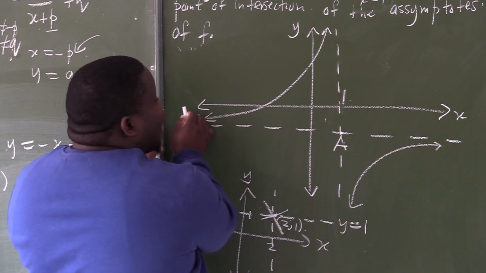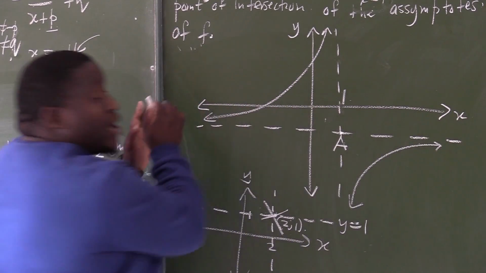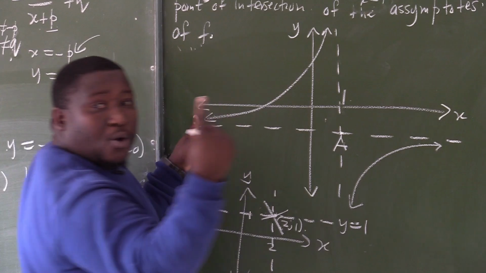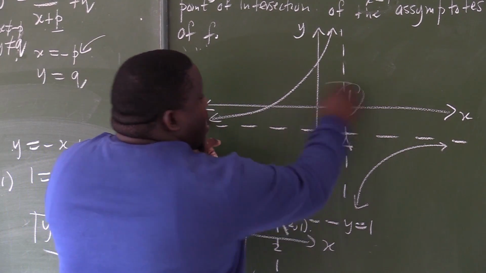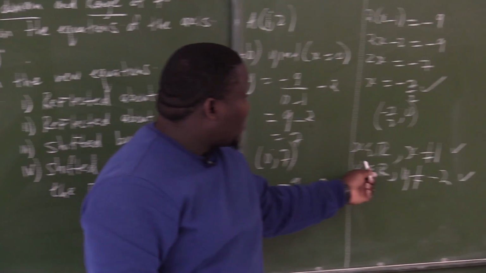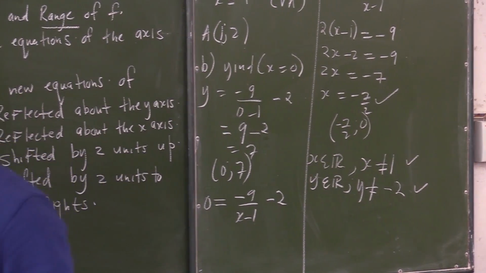We should state the domain, a set of all values of x where this graph exists. It is all values of x except only 1. Hence, we are saying x is an element of real numbers, but x is not equal to 1.